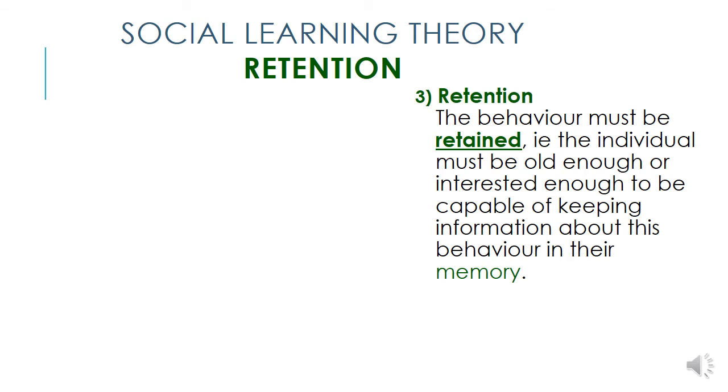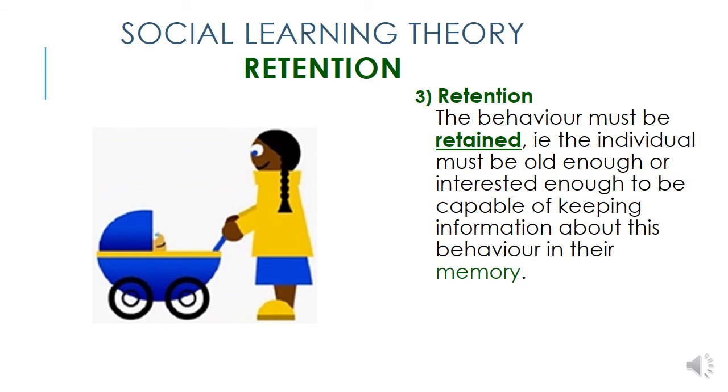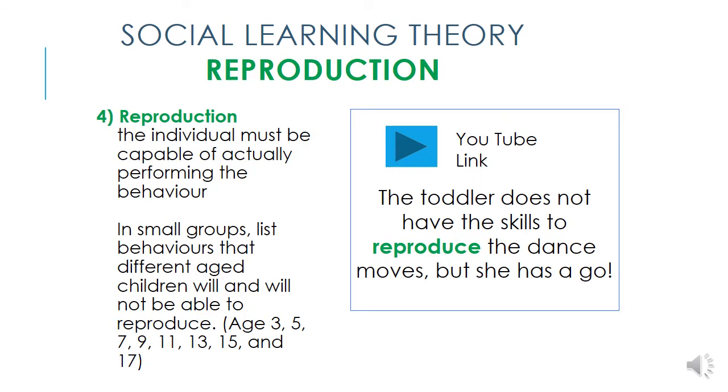Retention, so the behaviour must be able to be retained. So the child must be old enough to be able to look at what's going on and retain that information within their brain. The reproduction, the child must be capable of performing the behaviour. So we did say in class once, if you had a 1-year-old and a 4-year-old, who's more likely to copy the behaviour? We all agreed that the 4-year-old would, because they are able to act out the behaviours a little bit more.